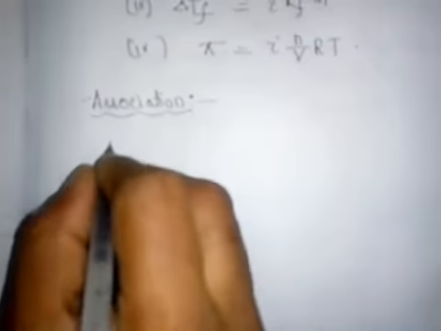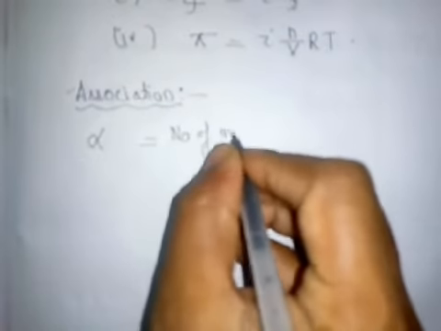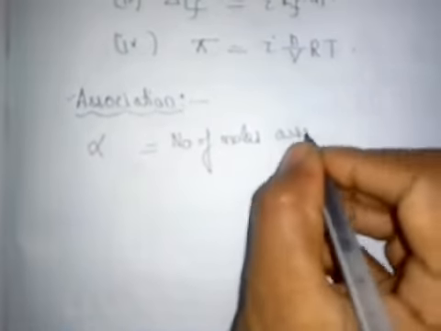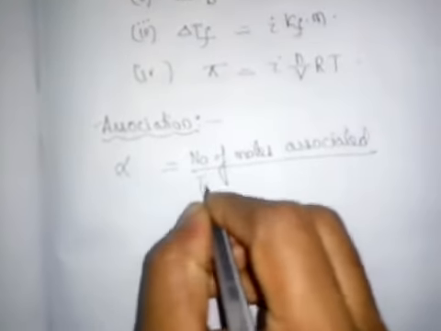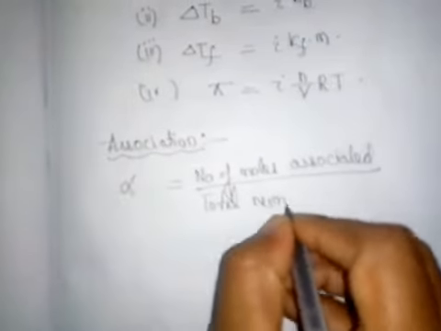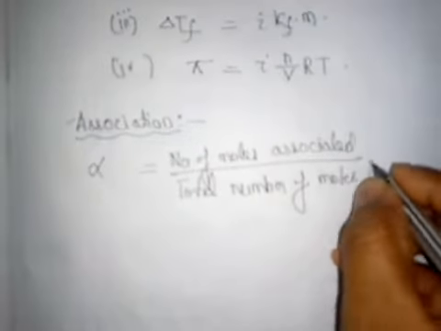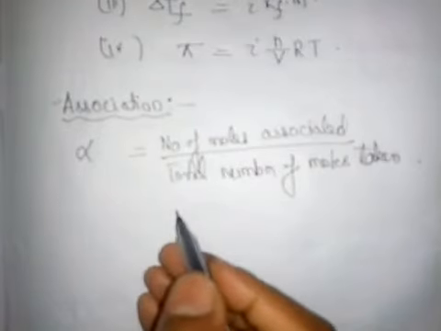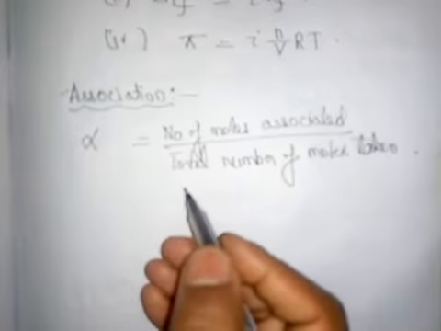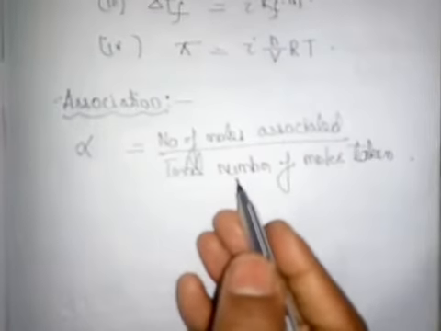Now, degree of association alpha is equal to number of moles associated divided by total number of moles initially taken. That is, it is the fraction of the total substance which exists in the form of associated molecules.